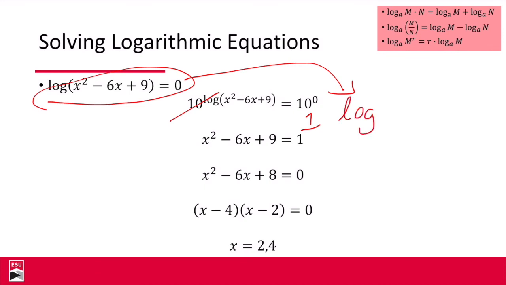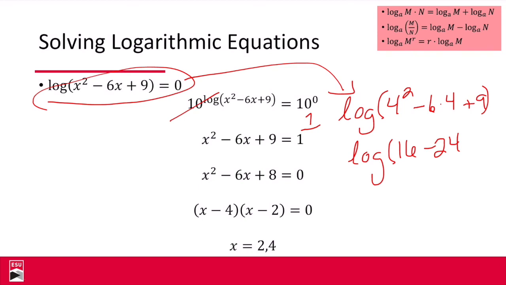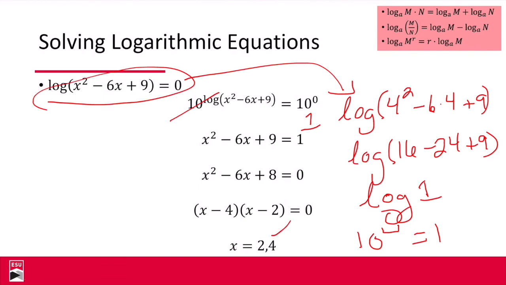So if we have log of 4 squared minus 6 times 4 plus 9, we have log of 16 minus 24 plus 9. So that's log of 1. So this is 10 to what exponent equals 1? Well, that's 0. So we get 0 equals 0. And so we know that 4 is a solution.